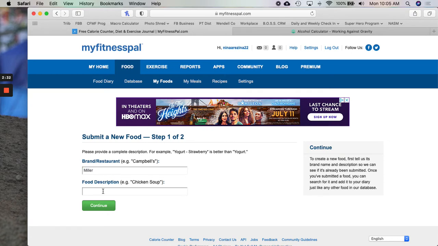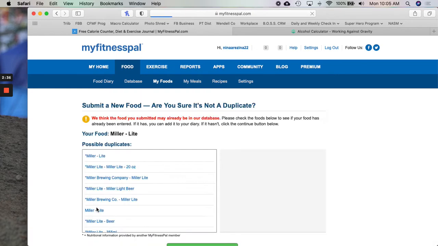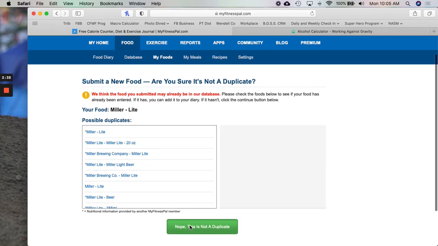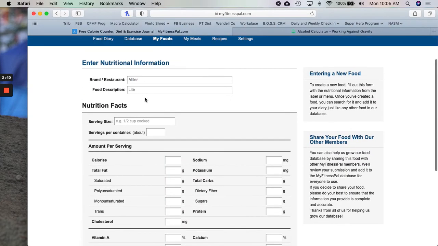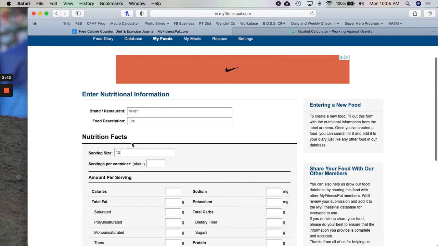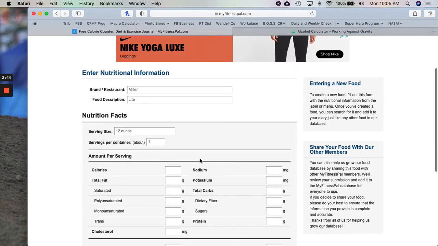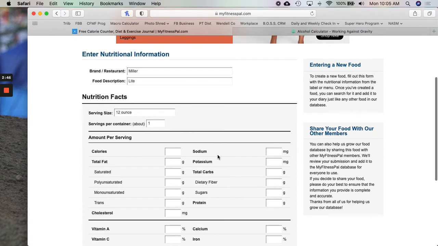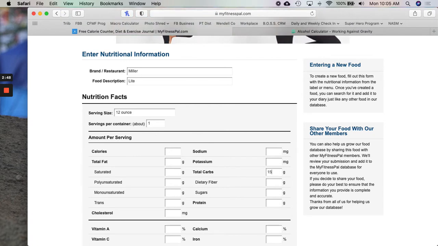Miller Lite. And it'll ask you if this is a duplicate. Just say, this is not a duplicate. And then you would fill out serving size, which is 12 ounces, 1 serving per container. You'll fill in the carbs, which is 15. There's no protein in it. And you'll fill in the fats, which is 7.